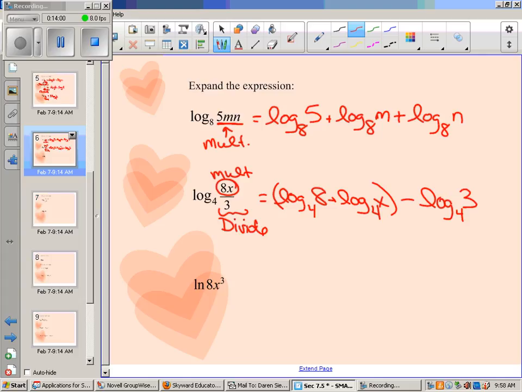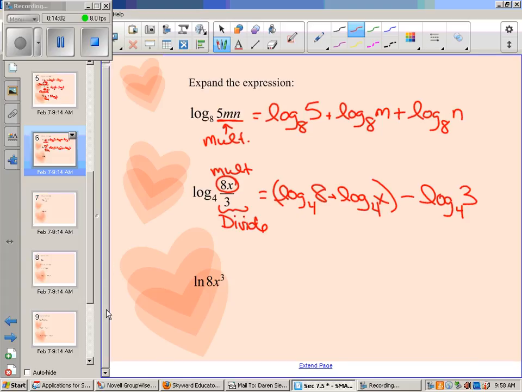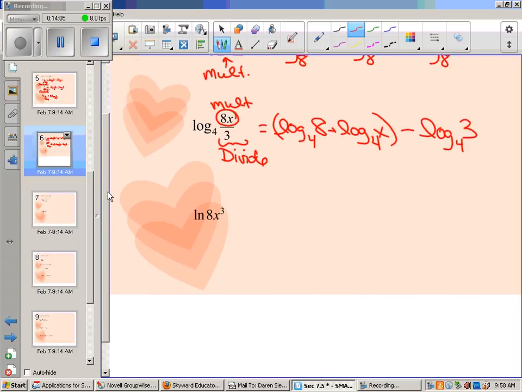Okay, what two operations are happening on this ln of 8x to the third? Multiplying, and then we've got a power. So multiplication gives me adding. What is the power on? It's on the x. So the only one that's going to get that power out in front is the one with the x. So what do we do between the 8 and the x? Because we're multiplying, we're going to add.